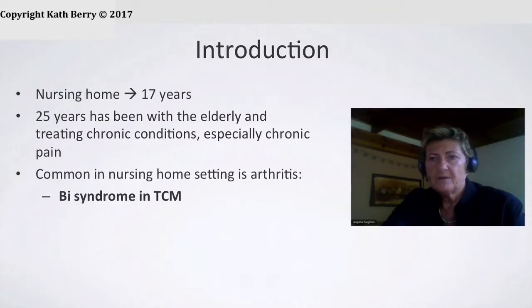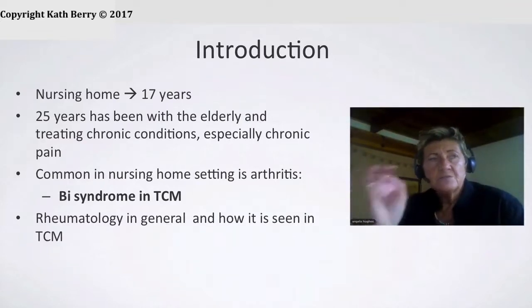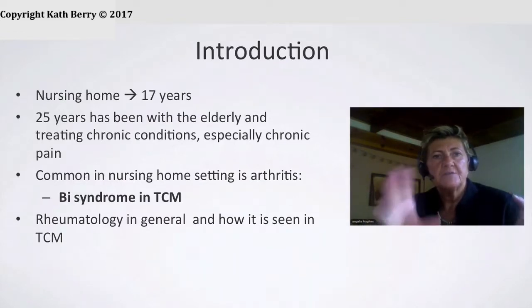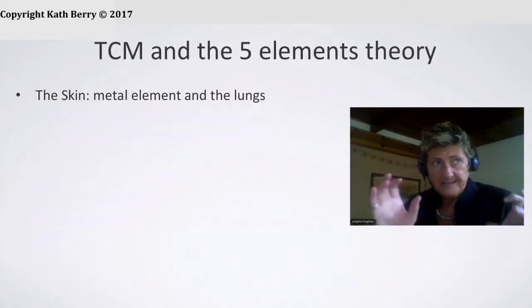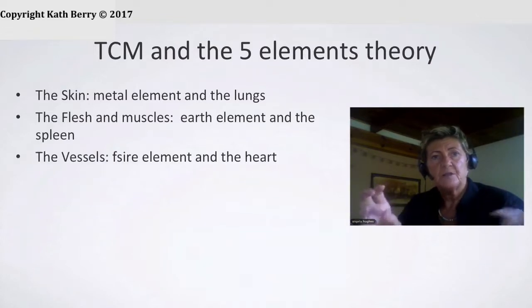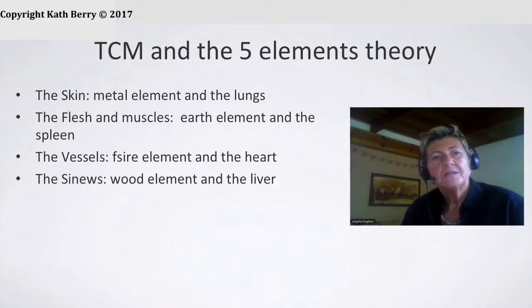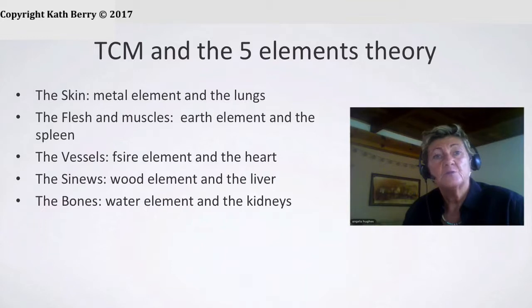So we're going to be talking a lot about this today, but first I want to talk a little bit about rheumatology in general and how it's seen in TCM. In terms of the relationship between the anatomical structures of the body, let's look at TCM and 5-element theory. It says that the skin belongs to the metal element and the lungs, and the flesh and the muscles belong to the earth element and the spleen. The vessels belong to the fire element and the heart. The sinews, the tendons, belong to the wood element and the liver and gallbladder. And the bones belong to the water element and the kidneys.